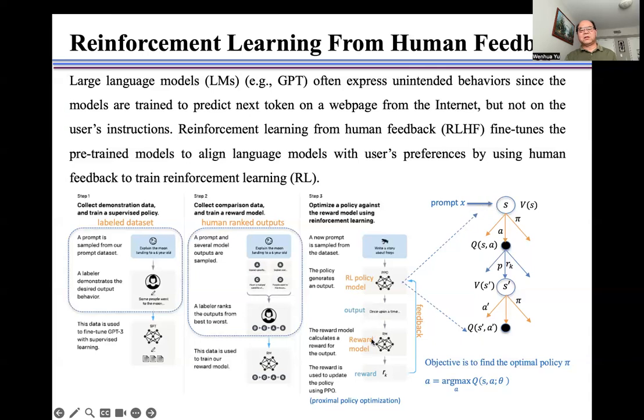Here we use the reward model, use this output as the input to generate the reward that is used as human feedback to fine-tune the reinforcement learning policy.